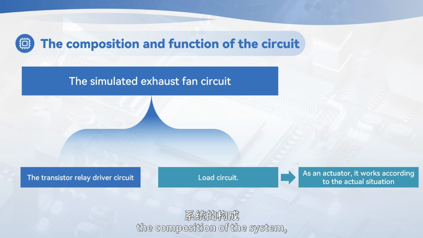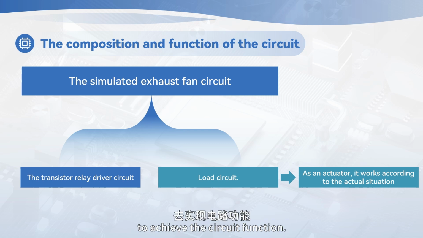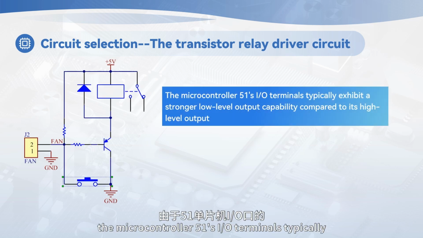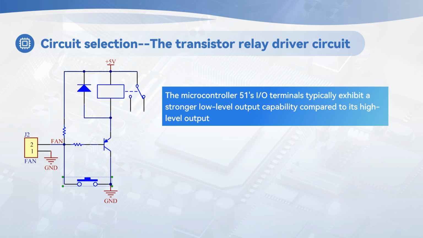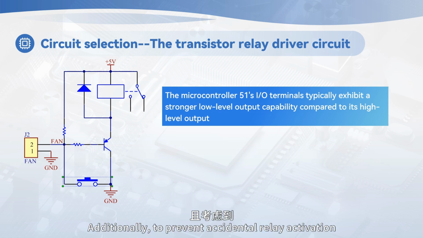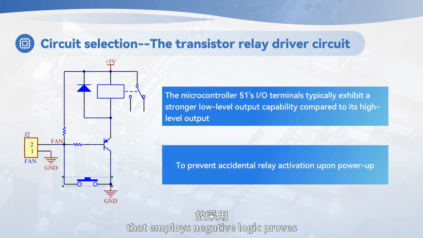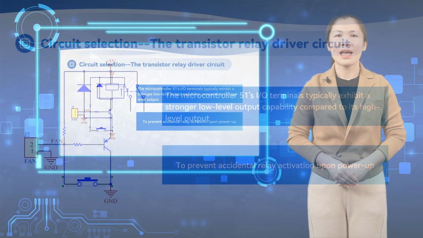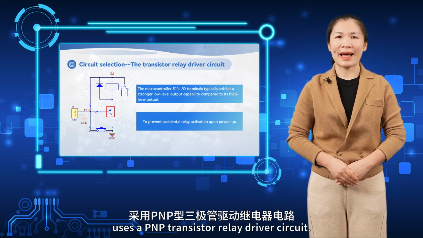After determining the composition of the system, we also need to determine the way to achieve the circuit function. In the transistor relay driver circuit, the microcontroller 51's I/O terminals typically exhibit a stronger low-level output capability compared to their high-level output. Additionally, to prevent accidental relay activation upon power-up, adopting a low-level drive design that employs negative logic proves to be a more advantageous approach. Therefore, this project uses a PNP transistor relay driver circuit.